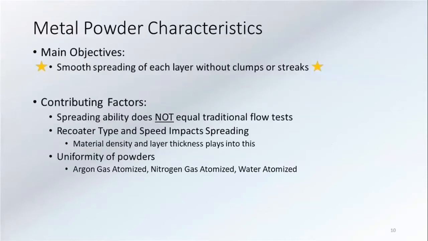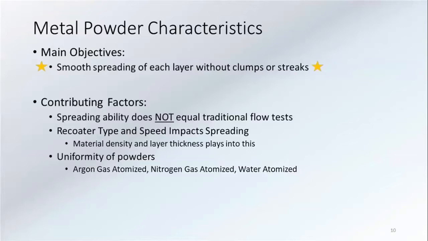All right, so let's go into metal powder, since I've talked about some of those issues. Metal powders, the main objective is a smooth spreading for each layer without clumps or streaks. That's your overall main objective. Depending on what you're doing, that's not always easy. So some of the contributing factors to that: flow tests that we've done and that are standard out there do not equate to spreadability of the powder.